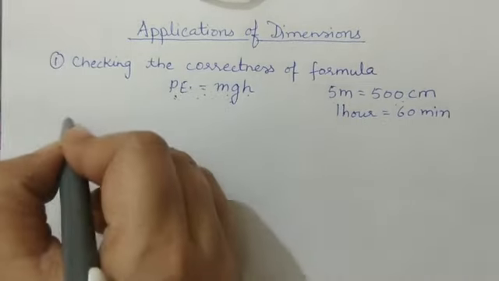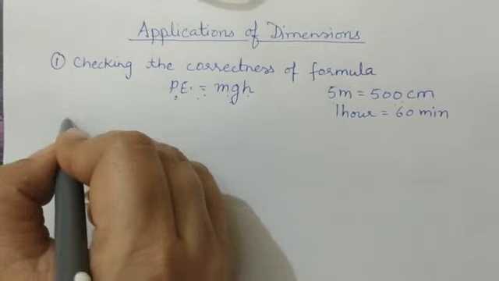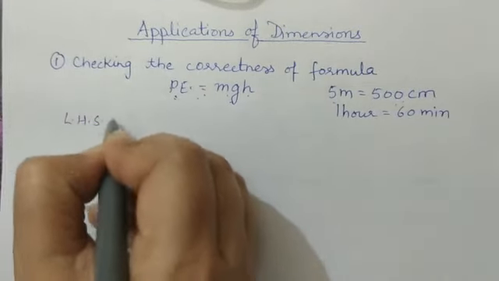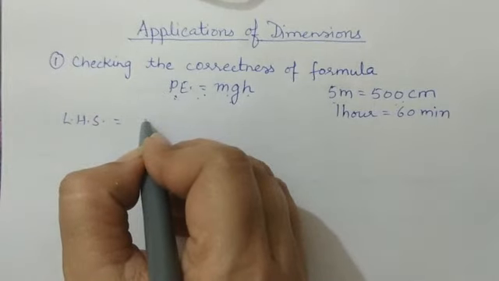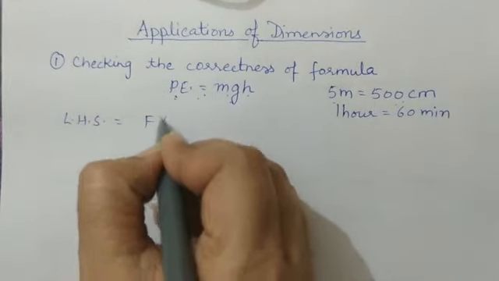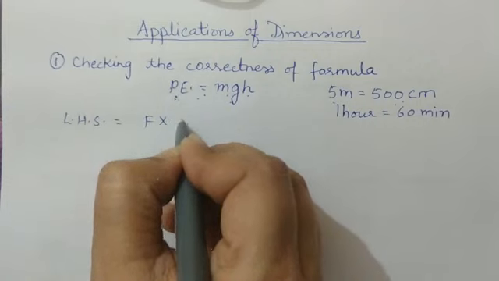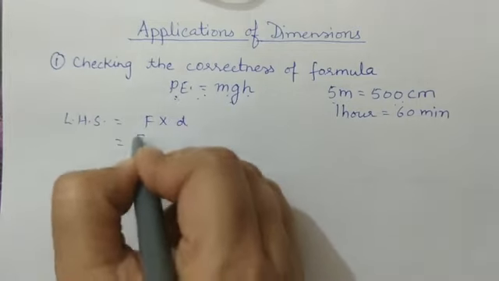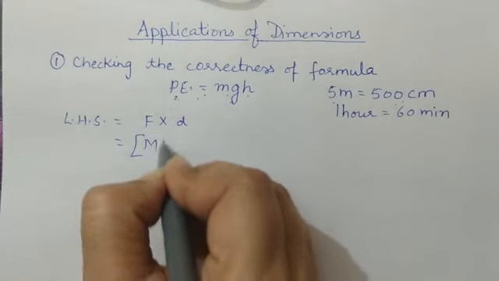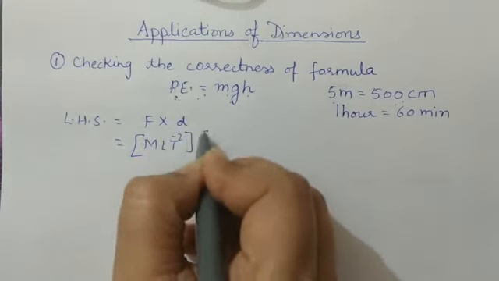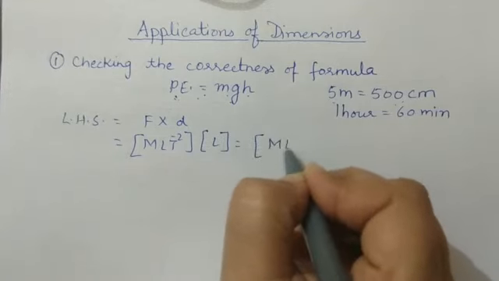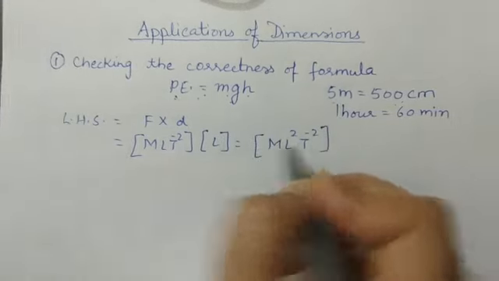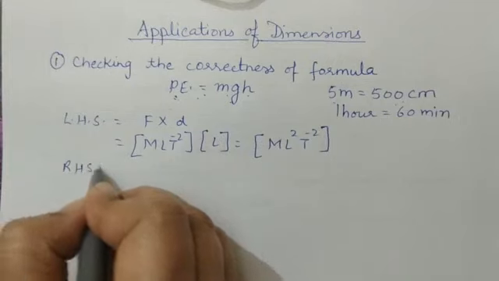Now, how do we check it? We first check the dimension of the left side. Left hand side, it's energy. I know that the formula for energy is force into displacement. Dimension of force is MLT^-2 and displacement is L. So energy will be ML^2T^-2.